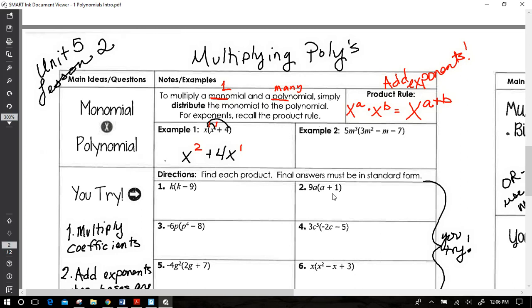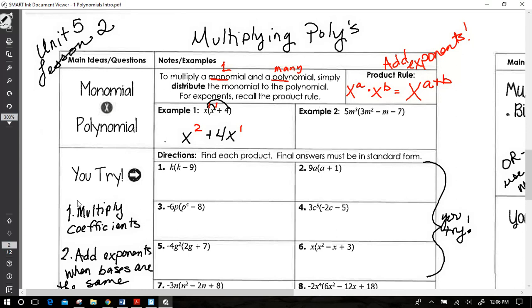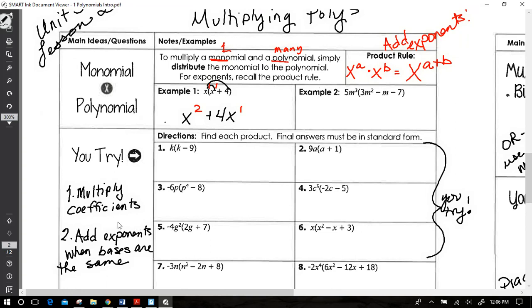Let's look at example 2. I am going to multiply the coefficients, so I've got that right here off to the left-hand side under You Try. We're going to multiply the coefficients, add the exponents, and keep the same base, just like we did with our exponent rules. I'm going to do all of my coefficients first, okay? 5 times 3 is 15. 5 times negative 1 is negative 5. 5 times negative 7 is negative 35.